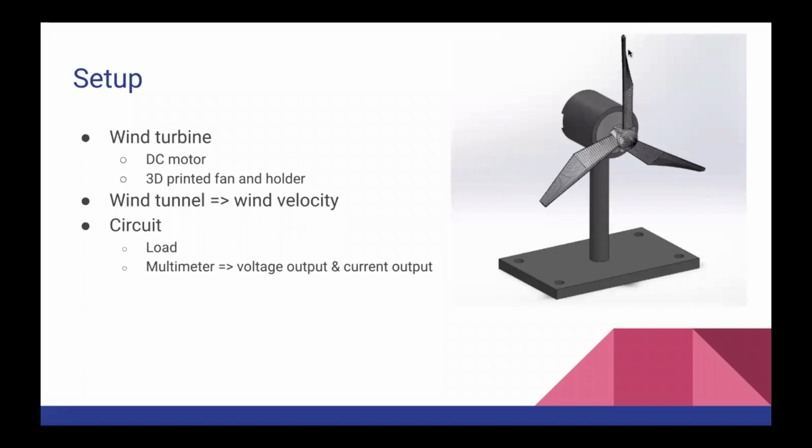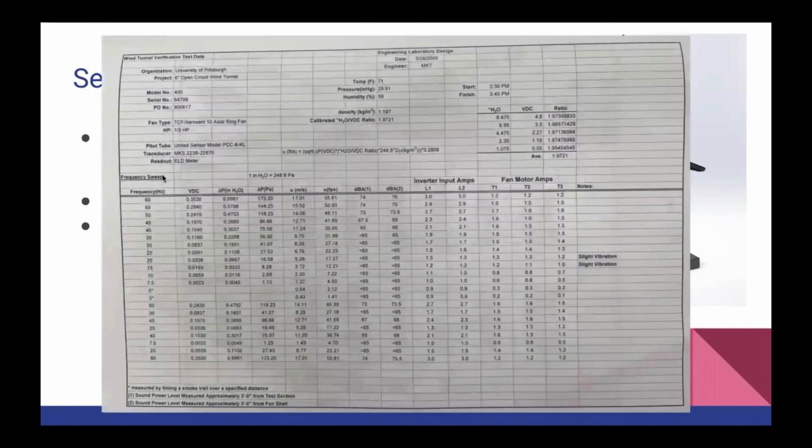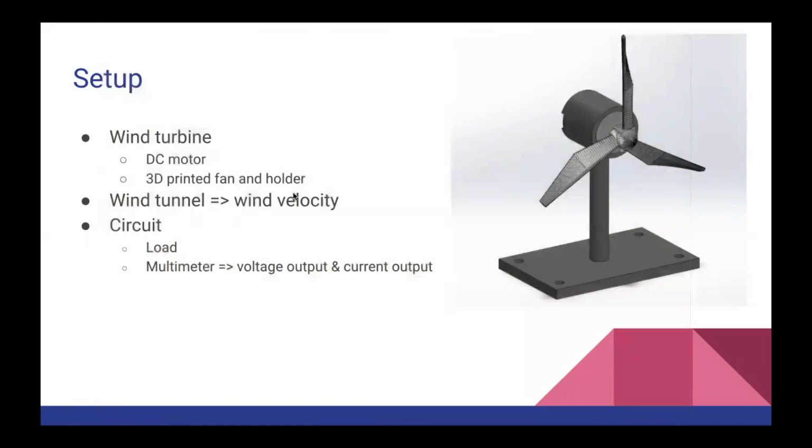What we've done is we made our own wind turbine. It is constructed by a DC motor and a 3D printed fan holder. The 3D model looks like this. And then we put our wind turbine into our wind tunnel. One thing to be noted is that the wind tunnel provides its sweep frequency, and by using this sheet, we can transfer the frequency into the wind speed. That's how we get our wind velocity inputs.